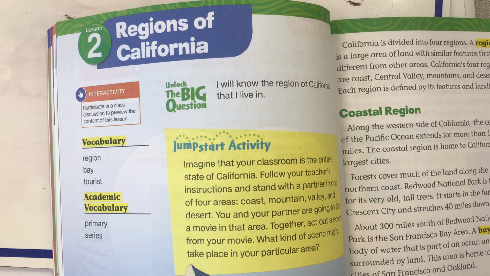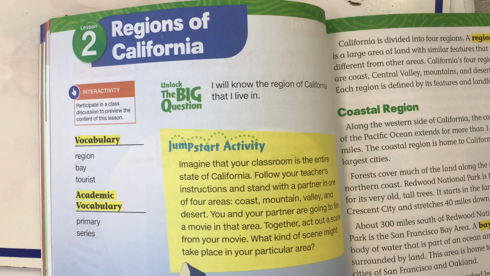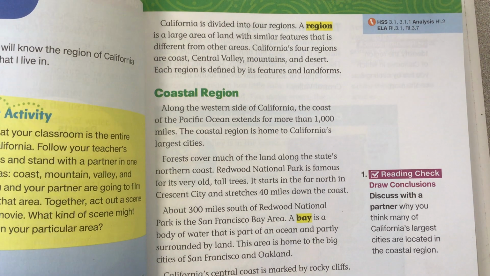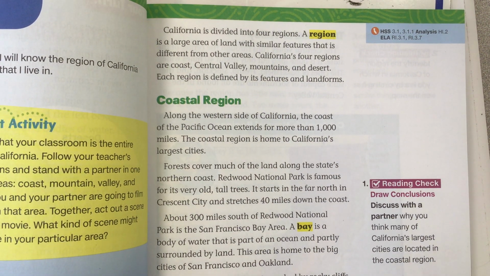So if you'd like to do this at home with someone, pretend that you are part of either the coast, the mountain, the valley, or the desert, and make a film where you're showing that the scene is behind you. I would choose the mountains. You can use your iPad to film. Just choose the camera and pick video. Send that to me.